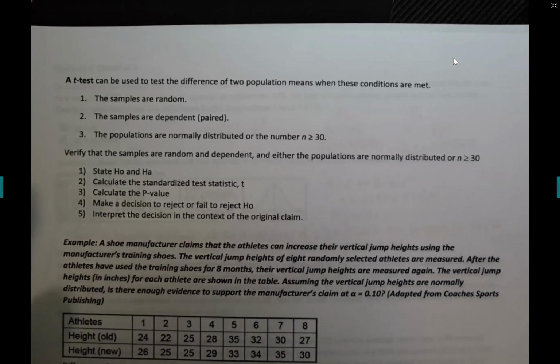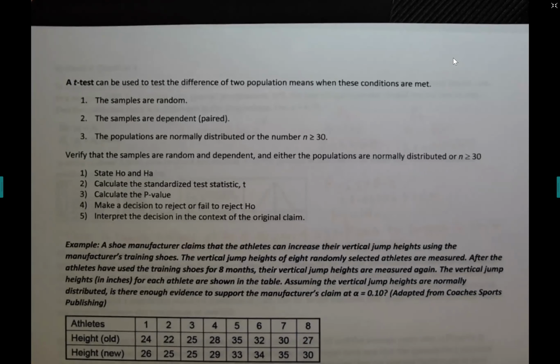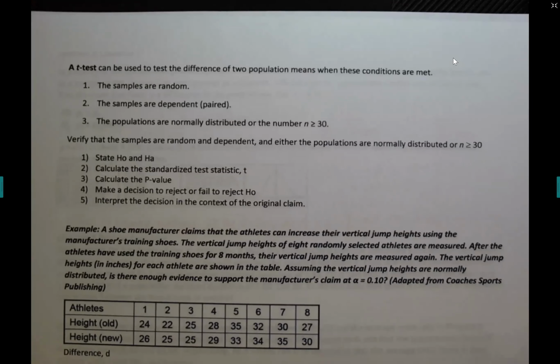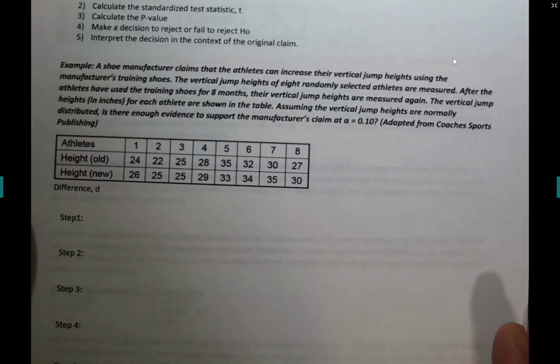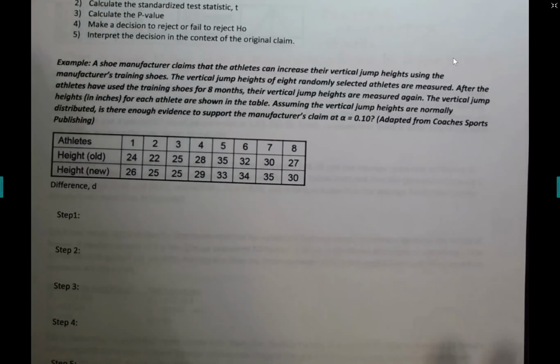So from the example, guys, I'm going to extract the main points, and then I'll go back and put them on the first page of this section right here. So let's do this example together. Please pay attention and try to participate with me as I ask you questions.